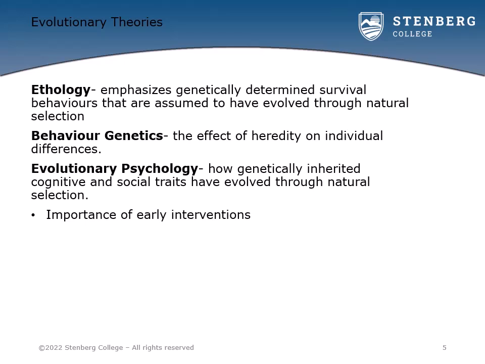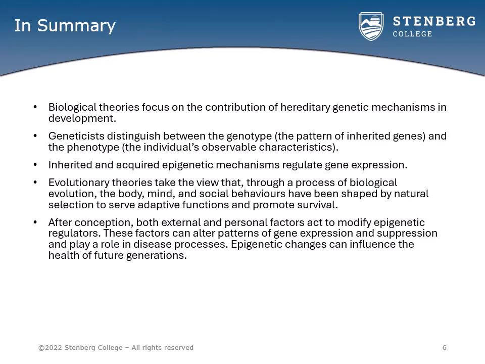In summary, biological theories focus on the contribution of hereditary genetic mechanisms in development. Geneticists distinguish between the genotype, the pattern of inherited genes, and the phenotype, the individual's observable characteristics. Thirdly, inherited and acquired epigenetic mechanisms regulate gene expression.